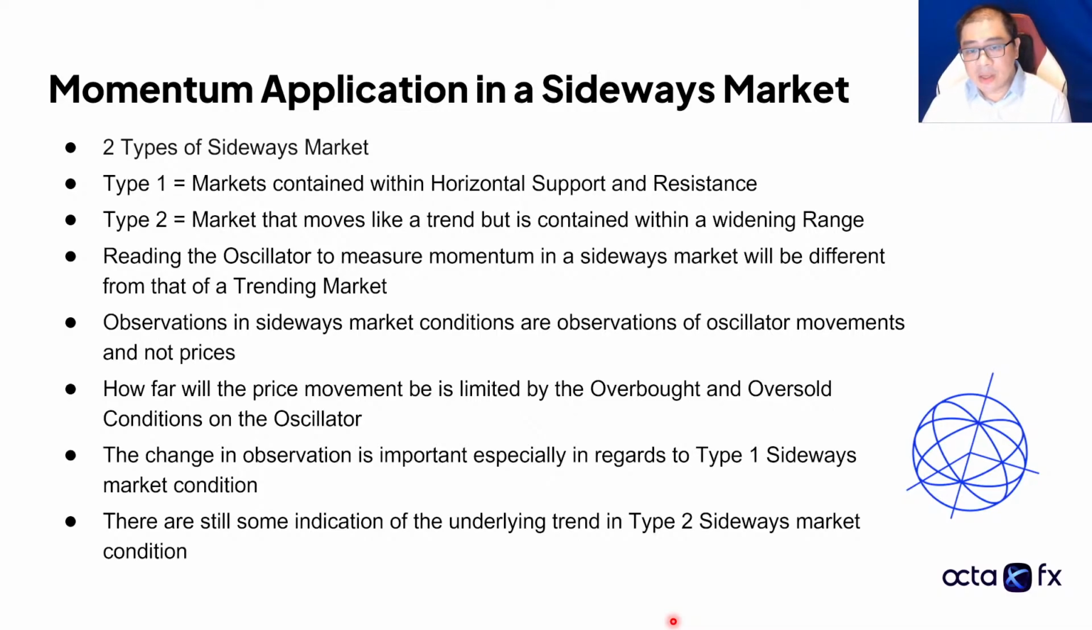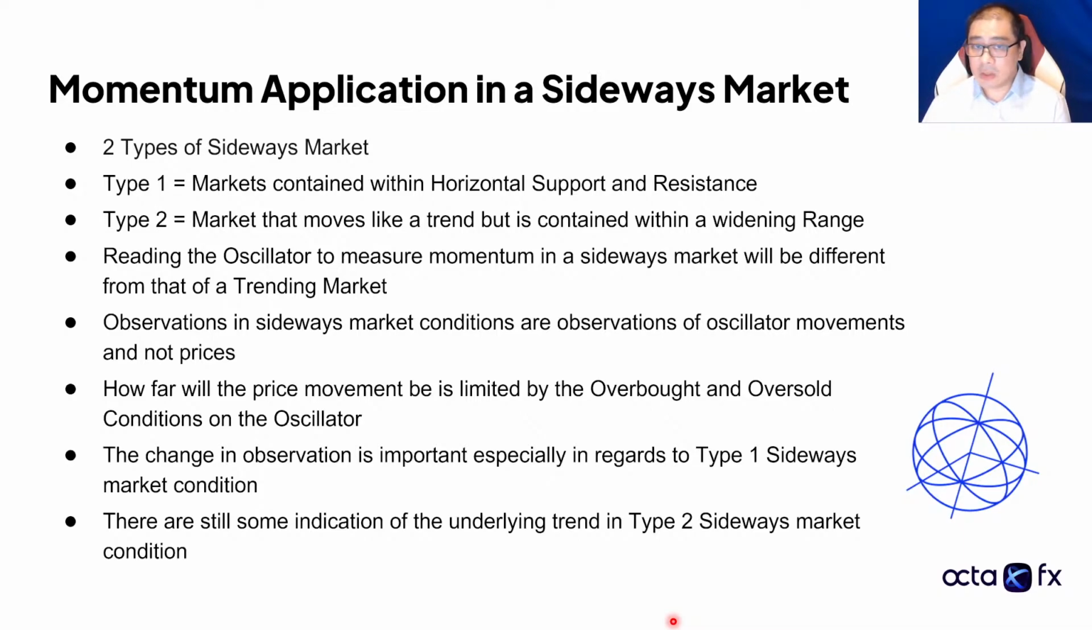So reading the oscillator to measure momentum in a sideways market condition will be different from that of a trending market. Observations in sideways market condition are observations of oscillator movements and not prices. Okay, for example, number one, we know the market's continuing within horizontal support and resistance. We actually don't look at the price. We actually start looking at the changes in momentum. If you are going to be trading within a range bound market condition, right, you want to get in, buy and sell within that range, then your cue is going to be momentum.